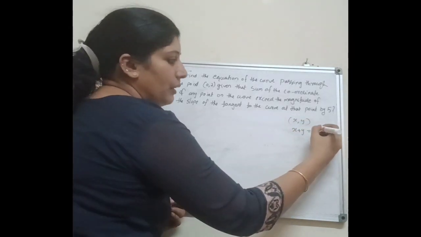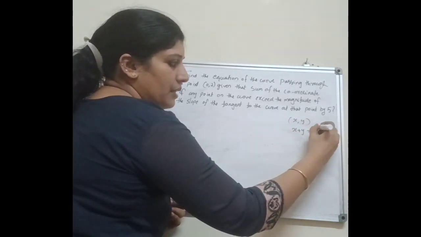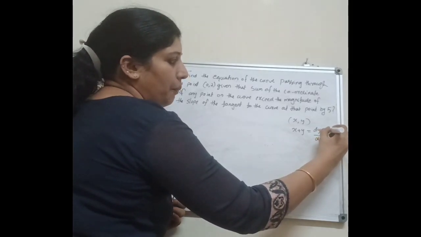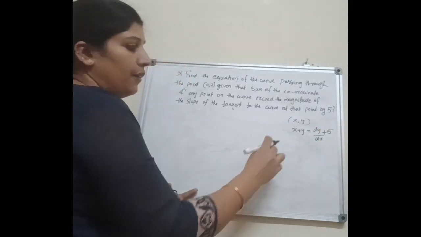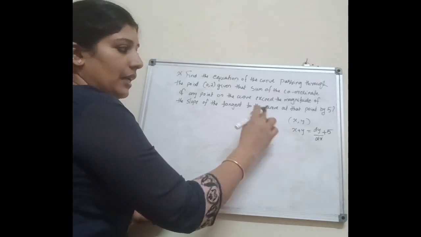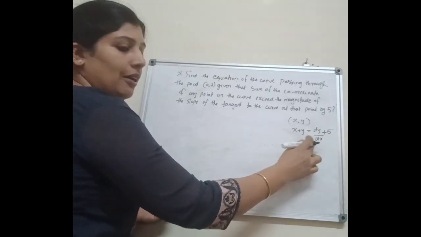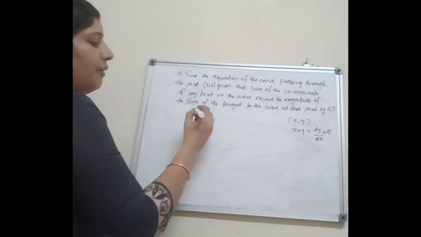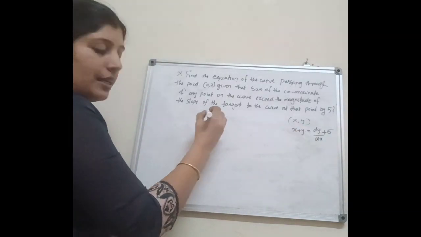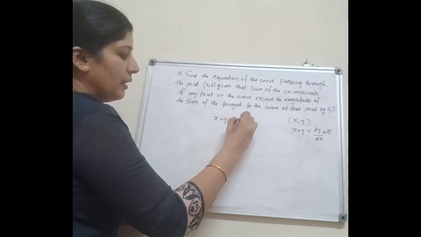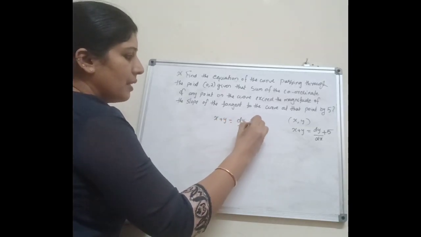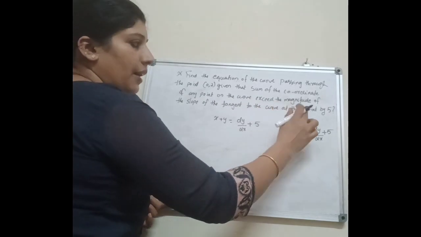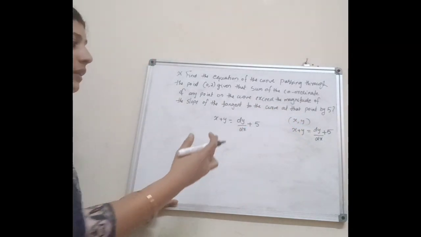Therefore, here we know that the tangent of the curve is dy by dx plus 5, exceeding at the point. Therefore, the given condition is x plus y equal to dy by dx plus 5. That is, the sum of the coordinates x plus y equals dy by dx plus 5, that is, exceeding the magnitude of the tangent of the curve at the point by 5.